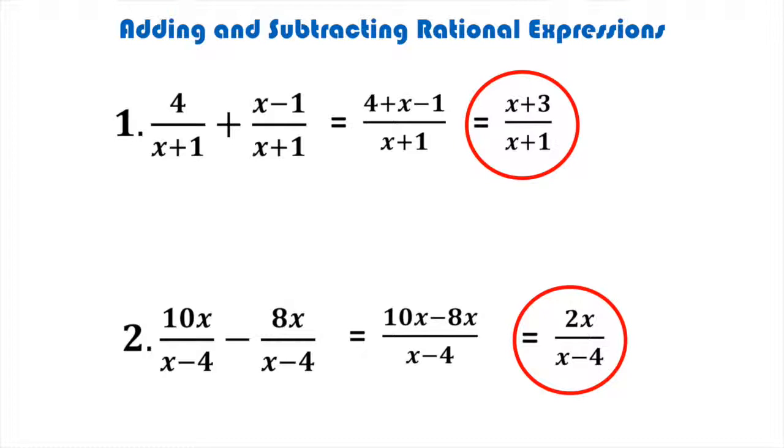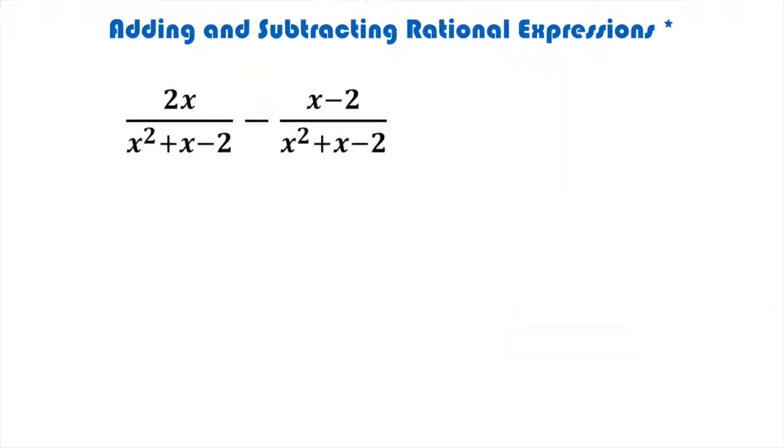Check your answers here. So these follow the same pattern. We've got x minus 4 on the bottom on both, so we're just combining the top. These x's can be combined. On number 1, the 4 and the -1 can be combined. 4 minus 1 gives us 3. Let's go through this one together because it's a little bit more complex.